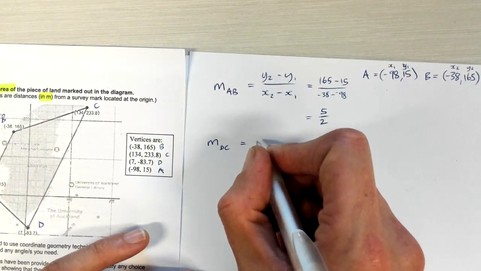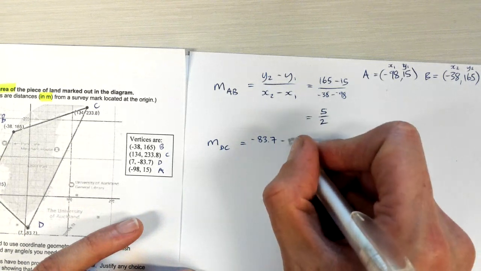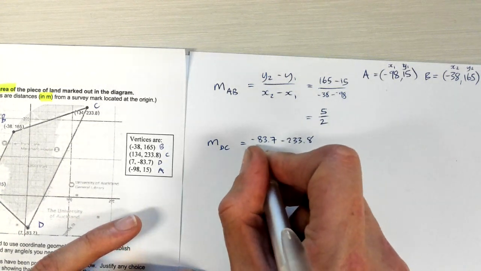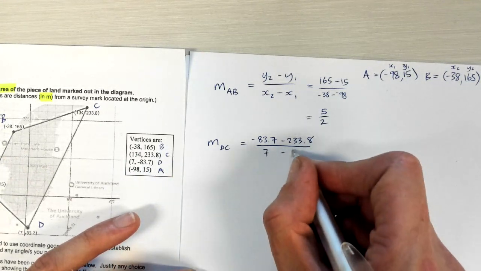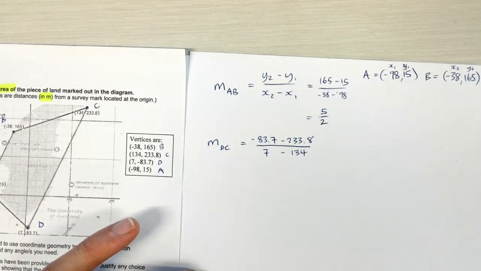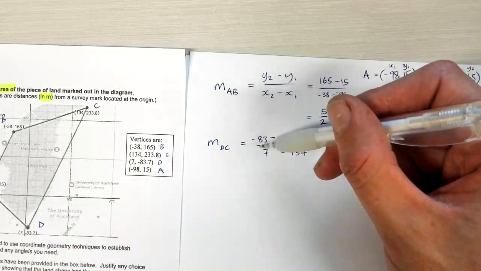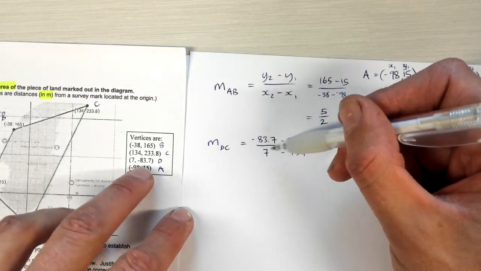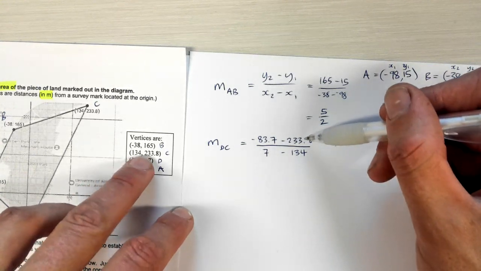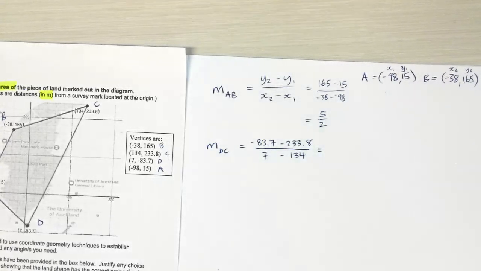So D's y value is negative 83.7. C's y value is 233.8, over D's x value is 7 and C's x value is 134. And if you want to just do a quick check on them, just make sure you're using minuses, sweet, and then make sure these match up with your y2, x2. So, where are we? Yeah, 7, negative 83.7, sweet. 134, 233.8. Yeah, looks good to me. It's always worth double checking because it's easier to do a double check as you go rather than going back, rubbing everything out, and having to do everything all over again.